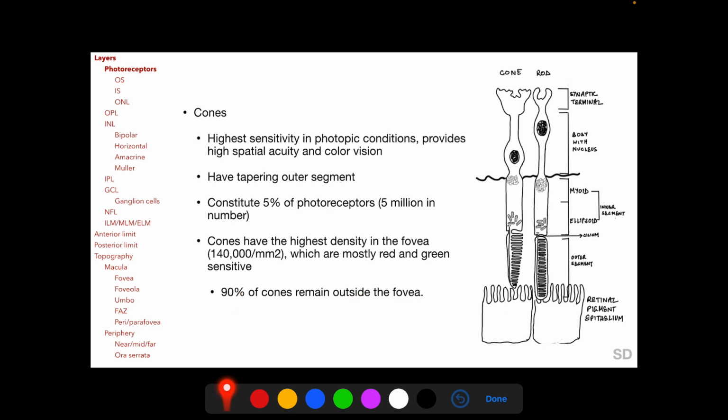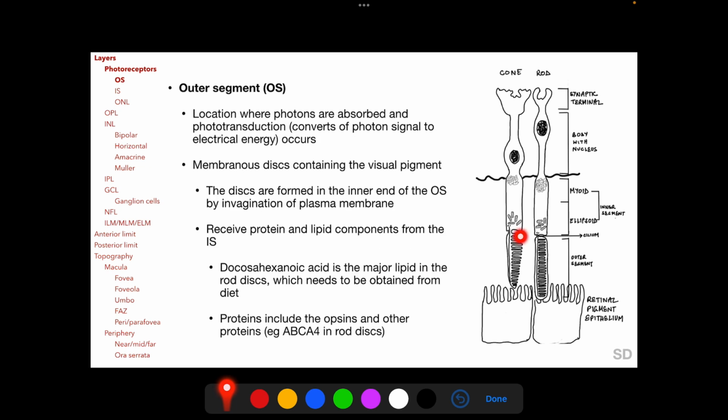In the fovea, we have only the red and green cones, and the blue cones are absent in the foveal area. The outer segment of the photoreceptors is the location where photons are absorbed and phototransduction occurs. Phototransduction is the conversion of the photon signal to electrical energy, which we will be describing in detail in the next session. The outer segment contains membranous discs which contain the visual pigment.